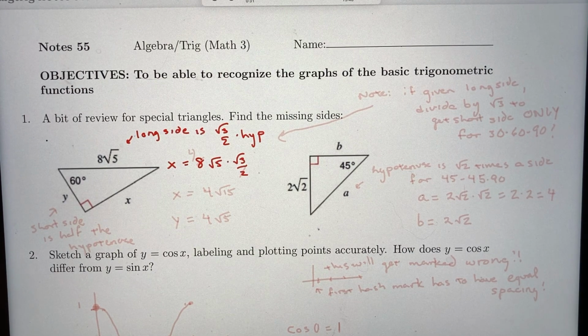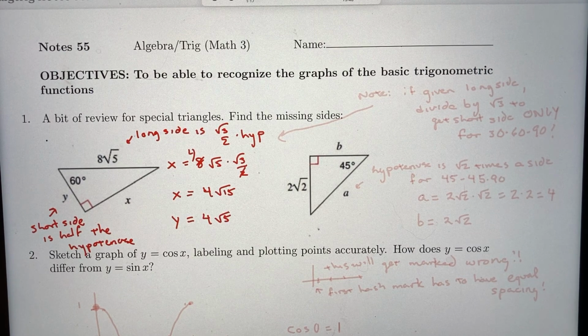Let's see. The 8 and the 2 cancel into 4. And then root 5 times root 3 is just root 15. So x is 4 root 15, and the short side is half the hypotenuse. And this isn't true for all triangles, and it's certainly not true for the 45-degree triangle. It's only the 30, 60, 90 ones. Half of 8 root 5 is 4 root 5.